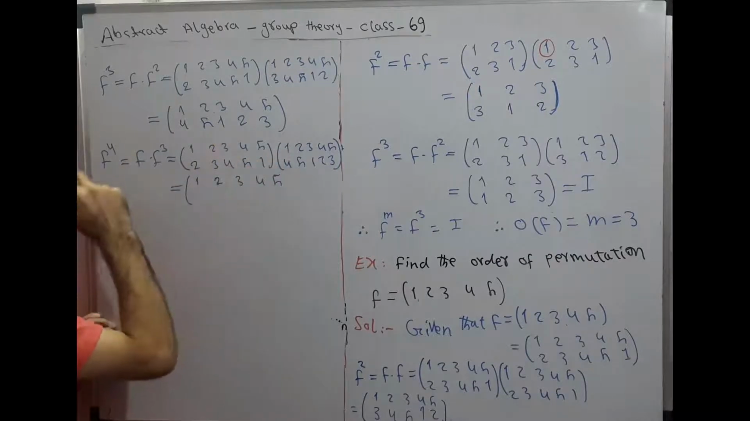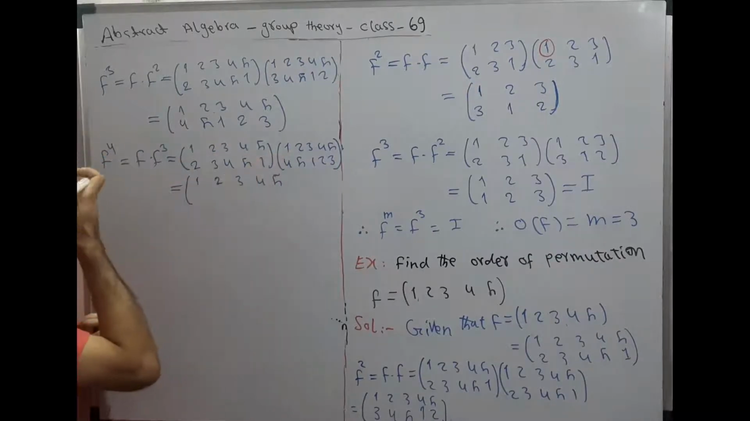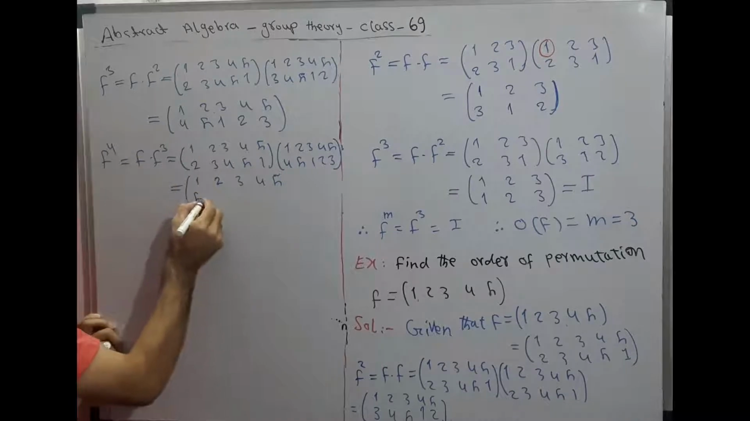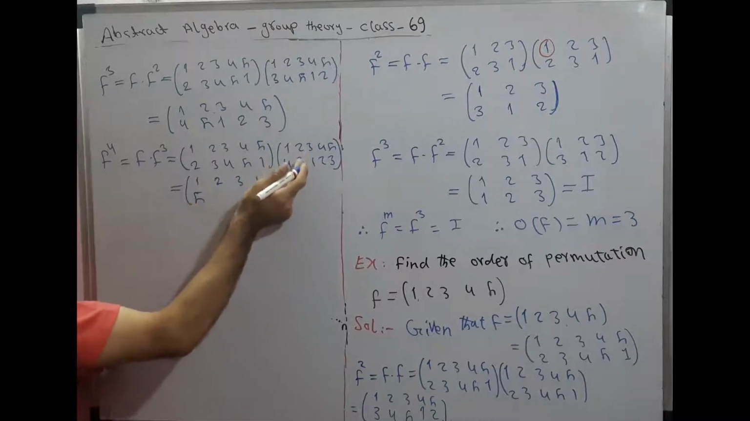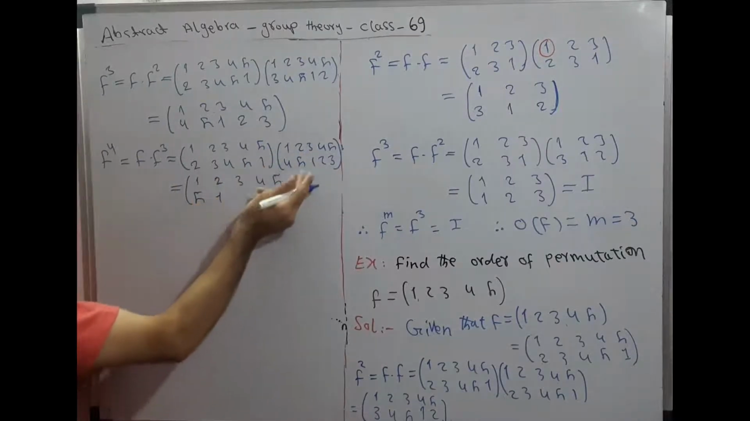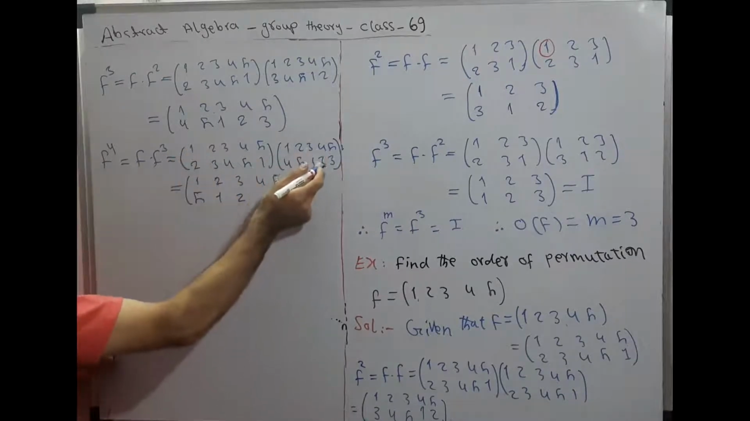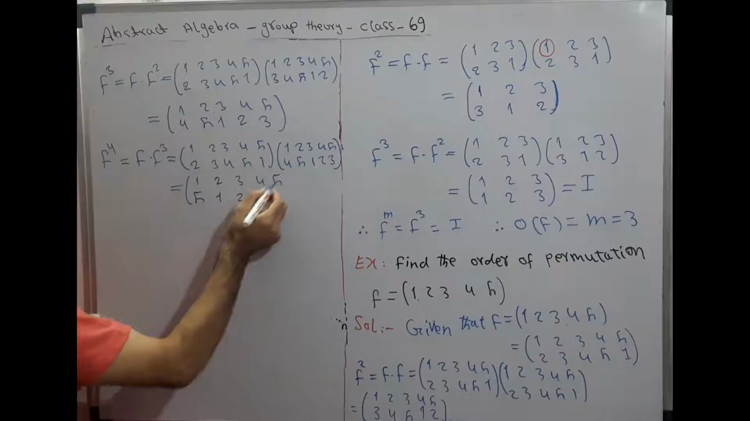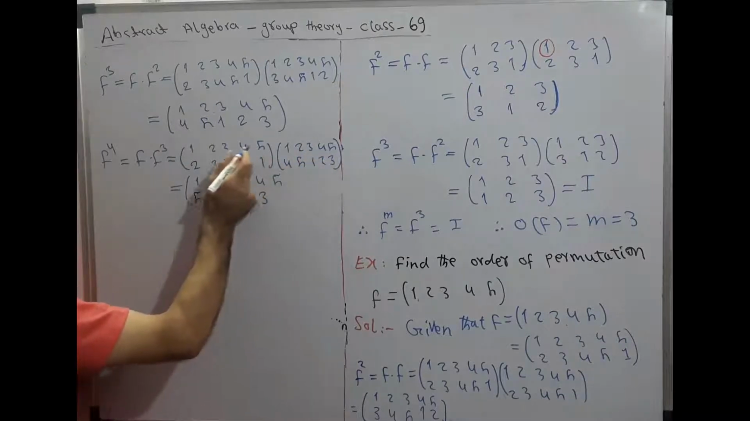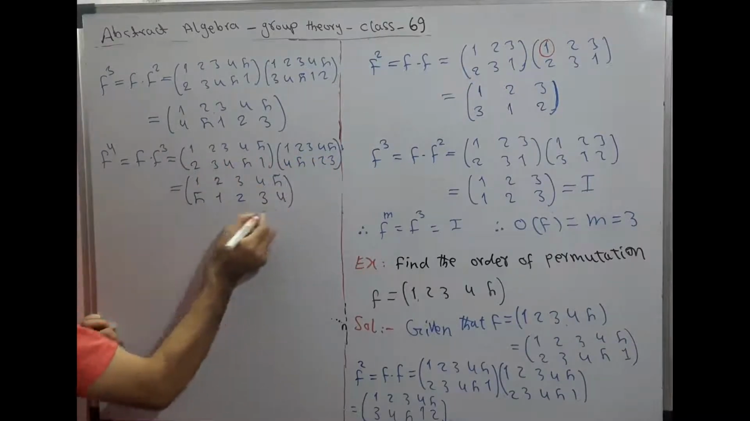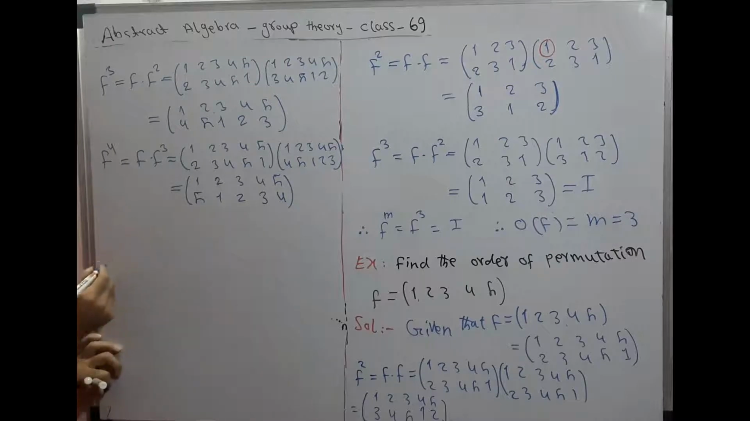The image of 1 is 4, image of 4 is 5, image of 2 is 5, image of 5 is 1, image of 3 is 1, image of 1 is 2, image of 4 is 2, image of 2 is 3, 5, 3, 3, 4. It is not the identity permutation. We have to find f to the power 5.